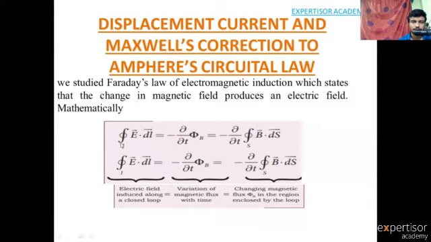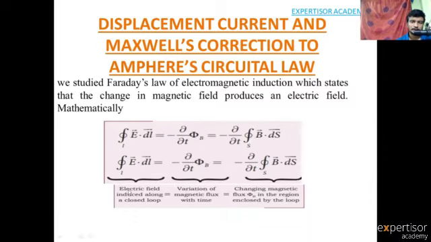So look at this. This is the electric flux, closed integral, that is equal to closed integral E dl. Electric flux is equal to minus change in magnetic flux. So the change in magnetic flux resembles the electric flux. So that means a change in magnetic field produces an electric field. That's all.